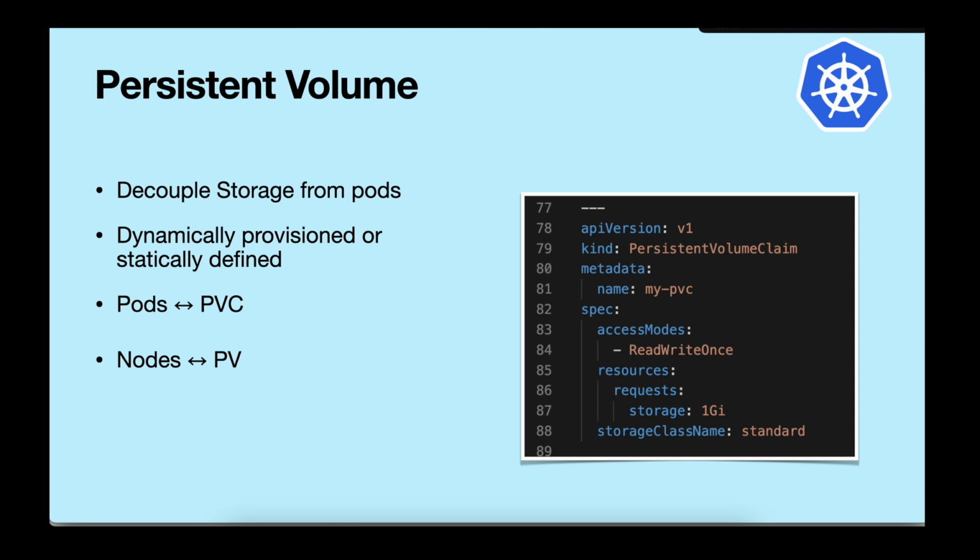And the persistent volume claim is a request for storage by a user. It is similar to a pod. Pods consume node resources. The PVC consumes PV resources. Pods can request specific levels of resources like CPU and memory. Similarly, a PVC can claim specific size and access modes such as read-write once, read-only many, read-write many, etc.